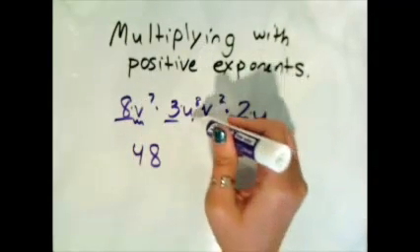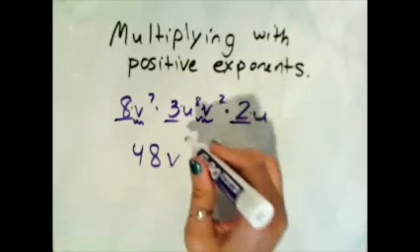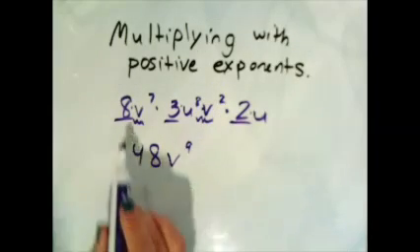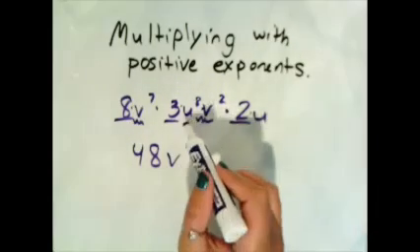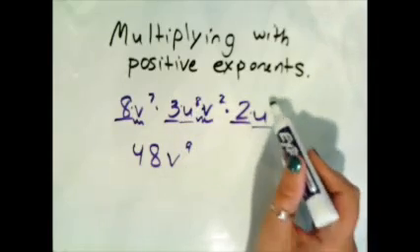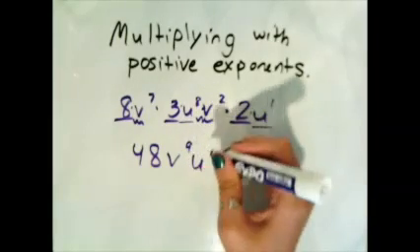And then v's, I have v to the 7th times v squared, so that's 9 v's if I write it all out, right? 7 of them and then 2 more. And then u to the 8th, and this is like a u to the first, so u to the 9th.